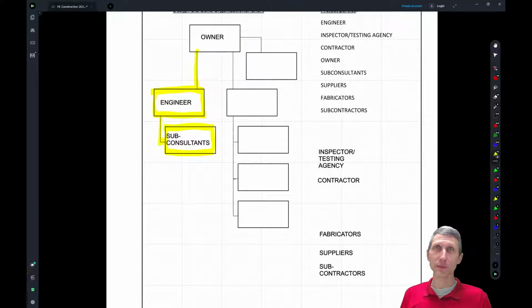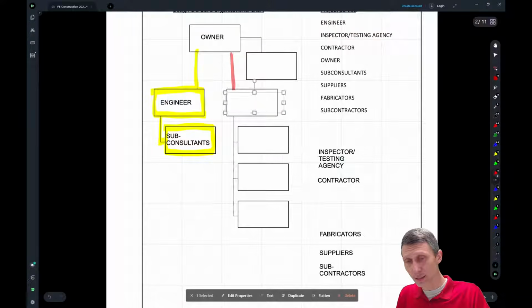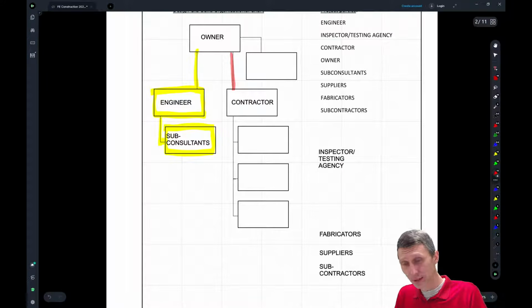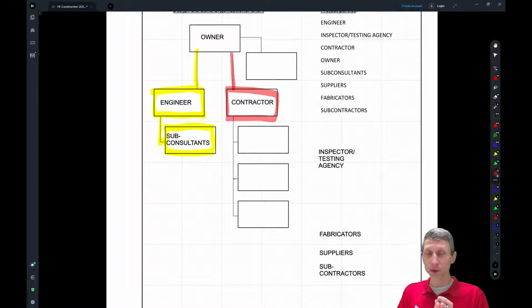So this is the person. Hopefully you're not throwing people out because of qualifications, but typically the next contract that's going to get let here is the one to the contractor. So the contractor is going to be the next one, right? And the owner has a direct relationship or direct contract with the contractor. Well, what's left over here?